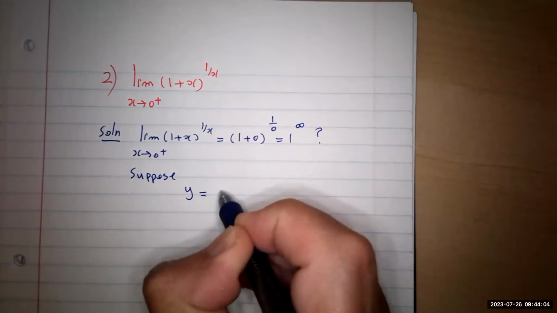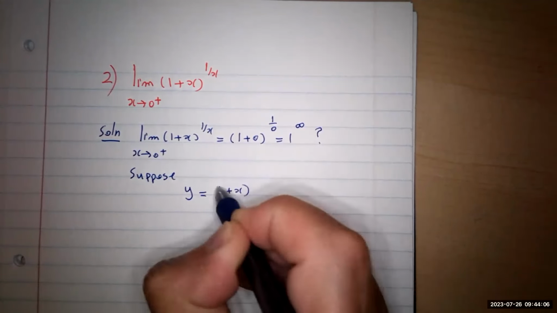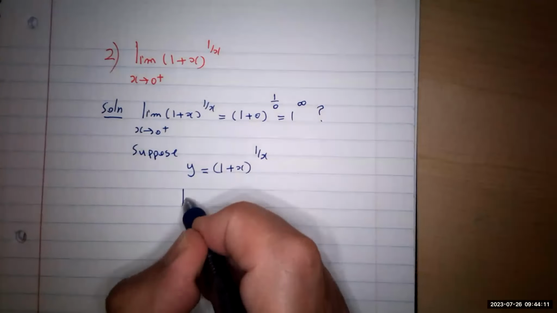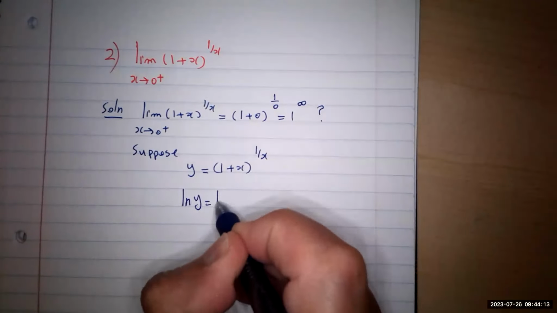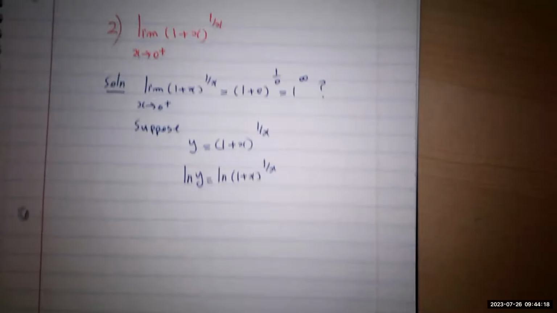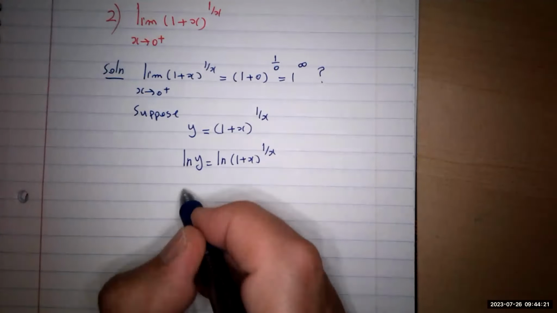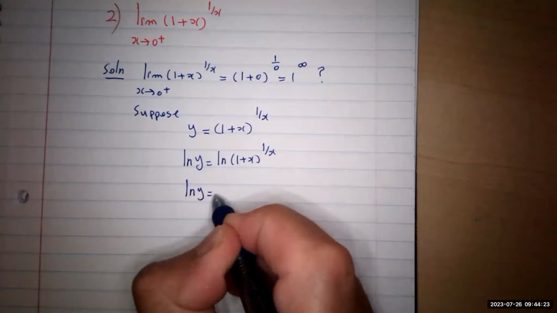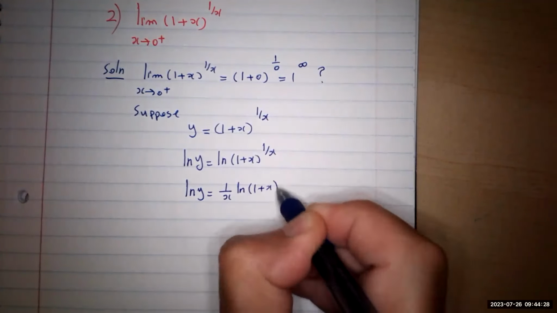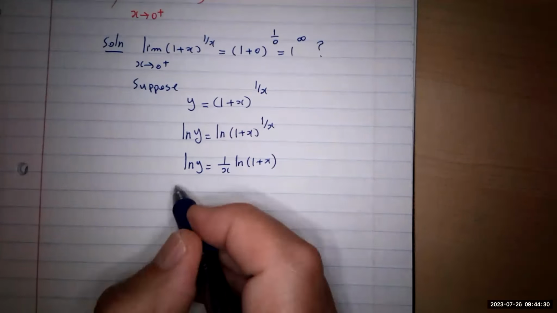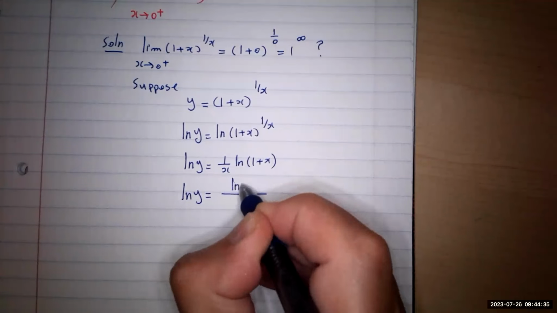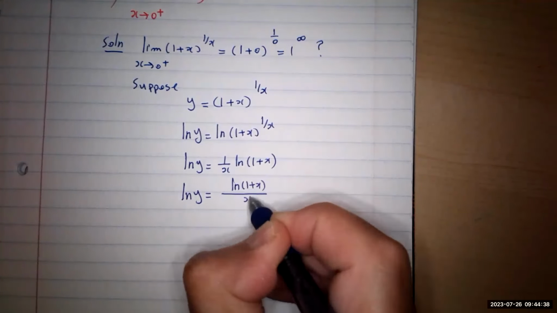As usual, you suppose whatever it is, you call it y. You take the ln of both sides: ln of y equals ln of (1 plus x) to the 1 over x. Bring 1 over x down: ln of y equals 1 over x times ln of (1 plus x). Again, this is like ln of y equal to ln of (1 plus x) over x, you see?